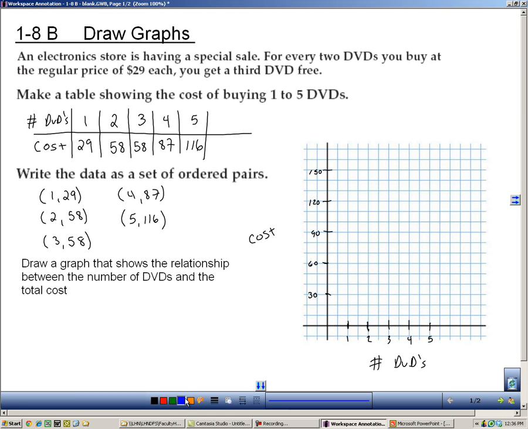So now I'm going to graph my points. So I got to graph 1, 29. So here's 1 on the x-axis, or the independent, and about 29. Do your best to estimate. And then 2, 58. 58 will get close to 60. 3, 58. So put a dot there. 4, 87. And 5, 116. And there you go. And that's what the graph looks like of this situation. Again, independent values along the bottom, or the x values, and the y values or the dependent values go along the side.